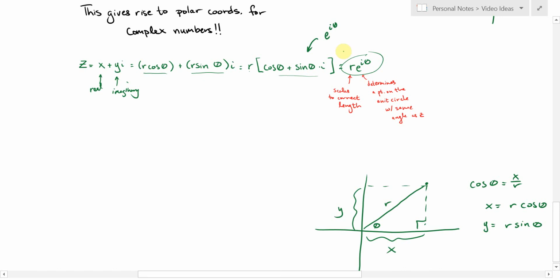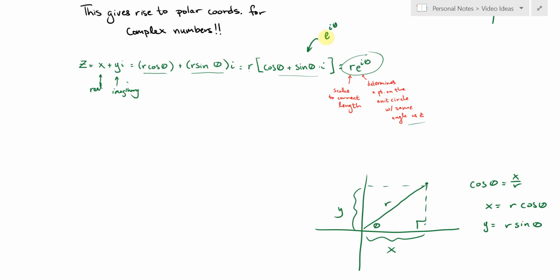and we obtain that formula in another way. So again, the e to the i theta determines a point on the unit circle with the same angle as our complex number z, and then r scales it so that it's at the correct length. So this is really the whole importance of Euler's formula. It allows us to think of polar coordinates for the complex numbers.